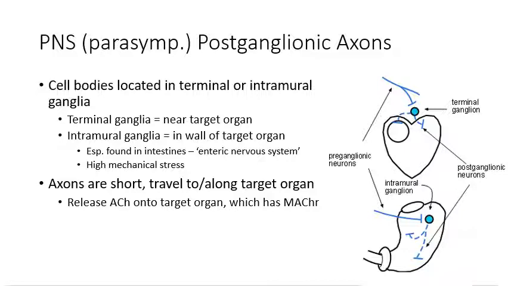So your postganglionic neuron will have its cell body in a terminal or intramural ganglion. If its cell body is in a terminal ganglion, then its axon is going to travel a very short distance until it gets to its target organ. If its cell body is in an intramural ganglion, then it's also going to travel a short distance, but it's basically already starting at the target organ, so it's just going to travel along the target organ, like in the wall of the target organ.